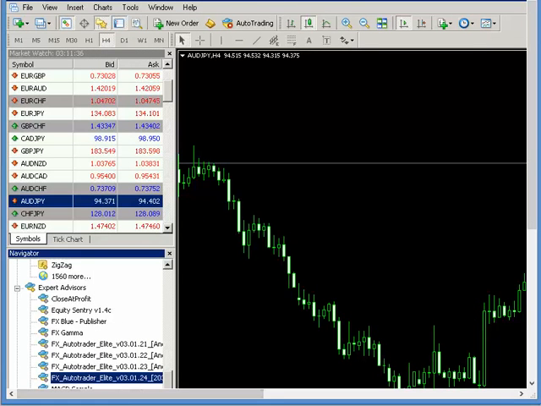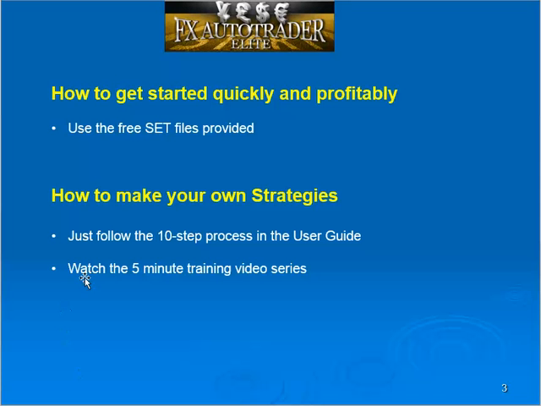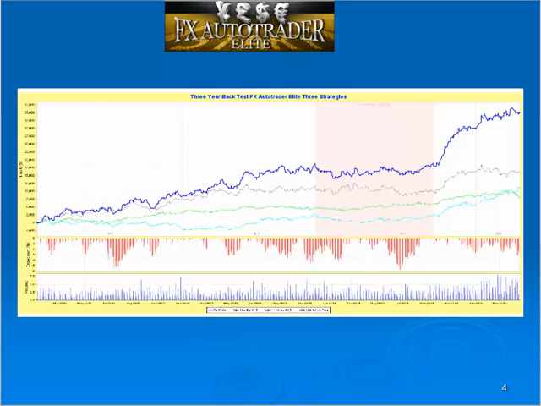So that's really all I wanted to say about it. As I said, the user guide explains it all. Quickly, I wanted to show you the 3 set files that I do provide with a purchase. This is a 3-year back test of the Aussie on the 15-minute chart, the Euro USD on the 15-minute, and the Australian Japanese yen on the 4-hour chart.